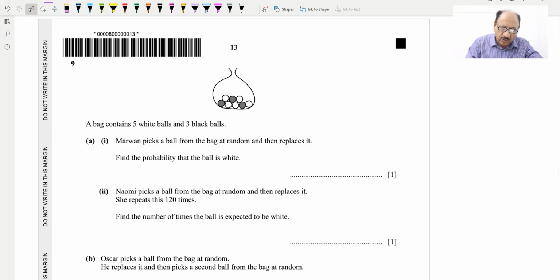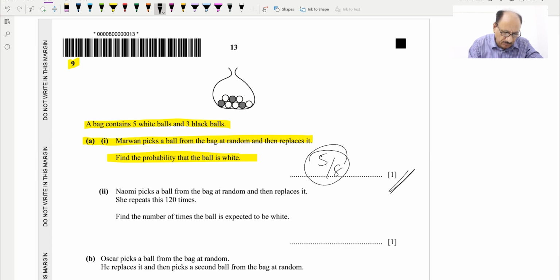Hopefully you understood this. Now the question number 9, and it's a probability question. A bag contains 5 white balls and 3 black balls. Marwan picks a ball from the bag at random and then replaces it. Find the probability that the ball is white. So there are 5 white balls, so 5 out of total, which is 8, so 5 by 8, and this is 1 mark. Then the second part, Naomi picks a ball from the bag at random and then replaces it. She repeats this 120 times. Find the number of times the ball is expected to be white.